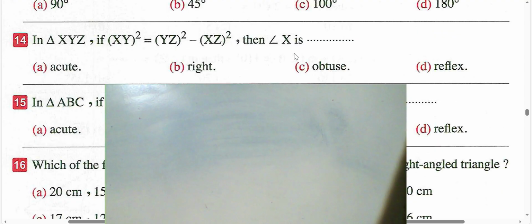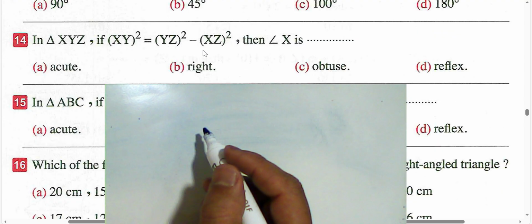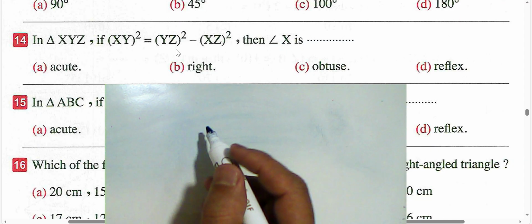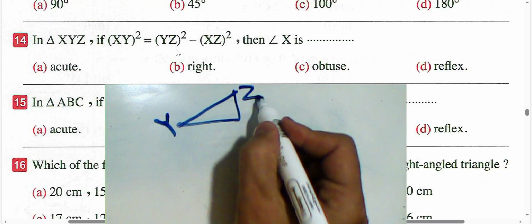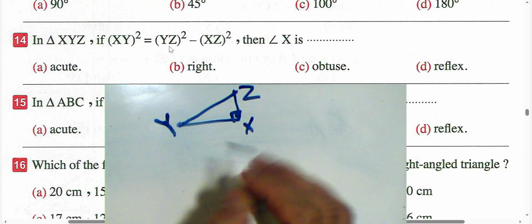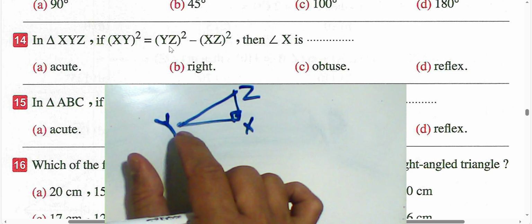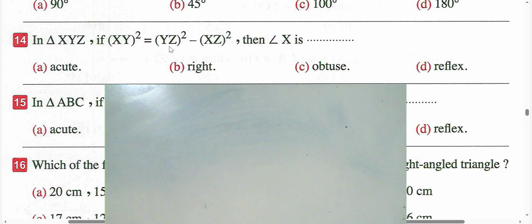Next question. In triangle XYZ, XY power 2 equals YZ power 2 subtract XZ power 2. The measure of angle X equals? We have YZ here, it will be the hypotenuse. YZ is the hypotenuse, and we have X. Then the measure of angle X equals 90 because YZ power 2 equals XY power 2 plus XZ power 2. Then it will be a right angle.